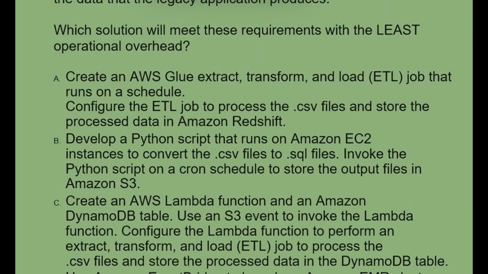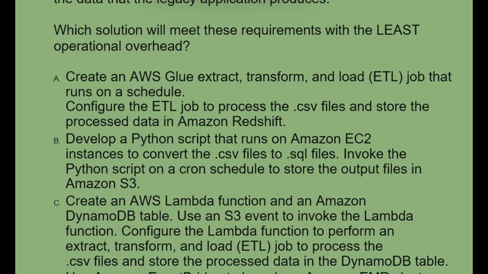Option A. Create an AWS Glue extract, transform and load, ETL, job that runs on a schedule. Configure the ETL job to process the .csv files and store the processed data in Amazon Redshift. Option B. Develop a Python script that runs on Amazon EC2 instances to convert the .csv files to .sql files. Invoke the Python script on a cron schedule to store the output files in Amazon S3. Option C.